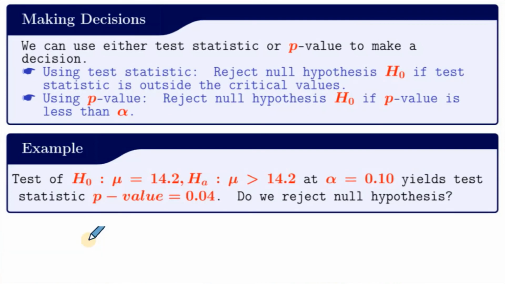Next, let's look at this example. Here, alpha is 0.10 and the p-value is 0.04. So we can compare them right away and we can see that the p-value is less than alpha. So we reject our null hypothesis. So reject null hypothesis.